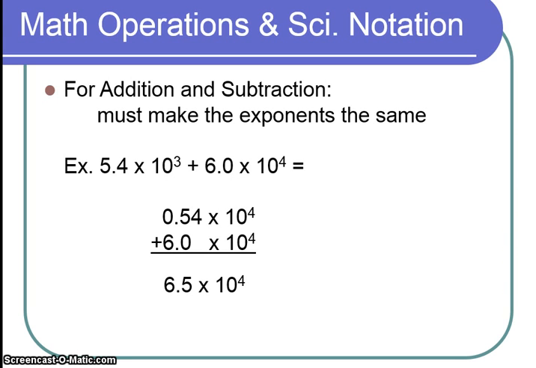So now we have 0.54 plus 6.0. Those two, you add them together, it'll give you 6.54. Since your exponents are the same, you don't have to do anything but bring that exponent down. So the biggest part of this is getting the exponents to be the same.